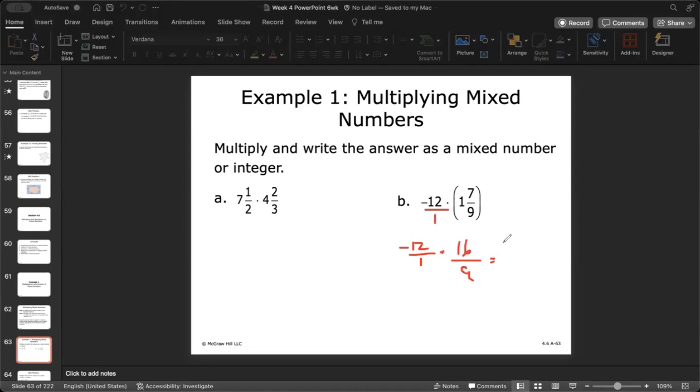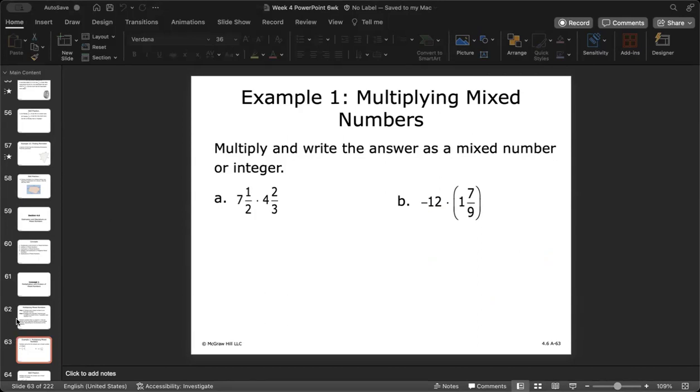Now do the multiplication. And for that, remember you're multiplying straight across. So negative 12 times 16 is negative 192. And then 1 times 9 is 9. Now we look to see if we can cancel anything. And fortunately, we can. What we can cancel is a 3 from top and bottom. So when you cancel a 3 from top and bottom, we get negative 64 in the numerator over 3. And there you go. That's the answer.